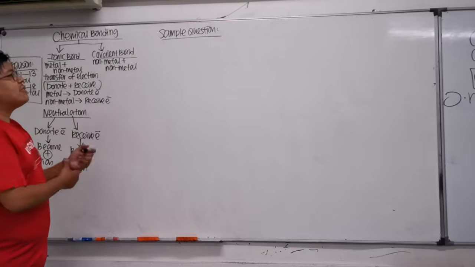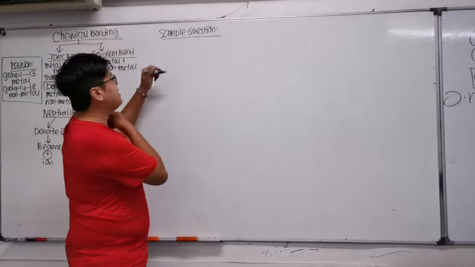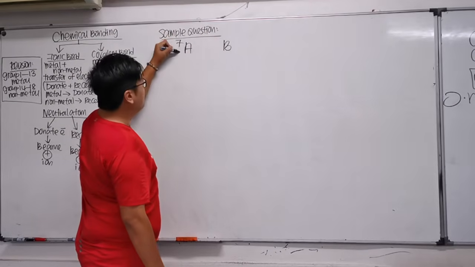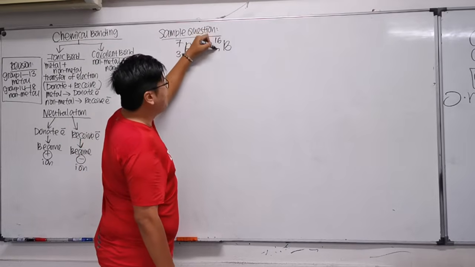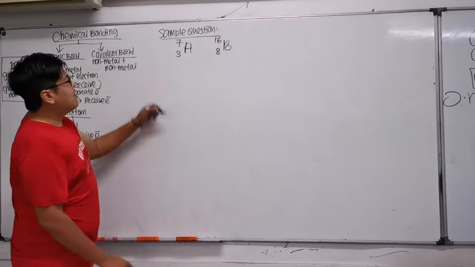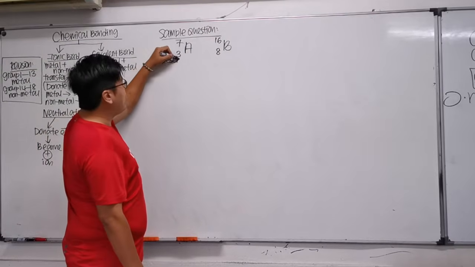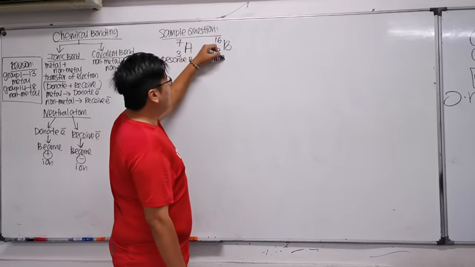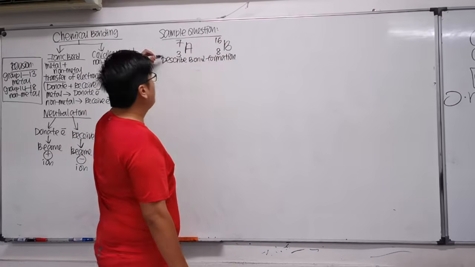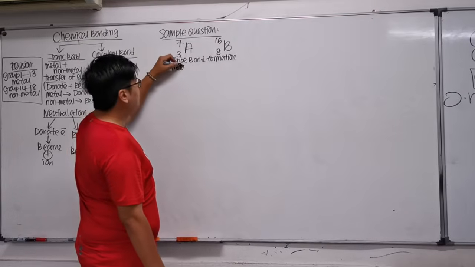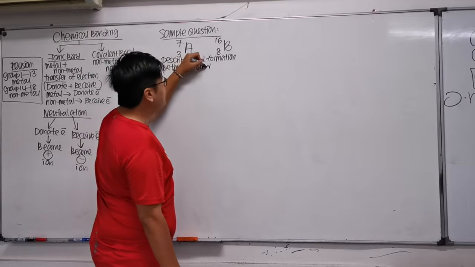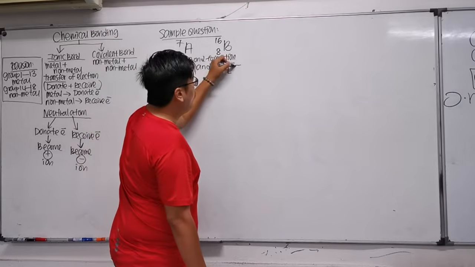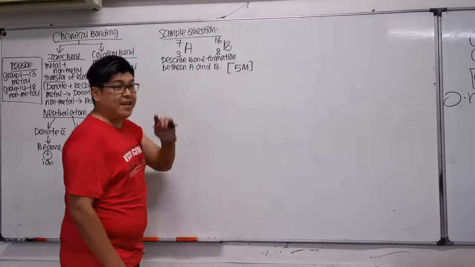Let's say the question is this. There is an A, there is a B. A is 7,3, B is 16,8. Let's say the question asks us to describe the bond formation between A and B. And the total marks allocated is a whopping 5 marks, let's say.